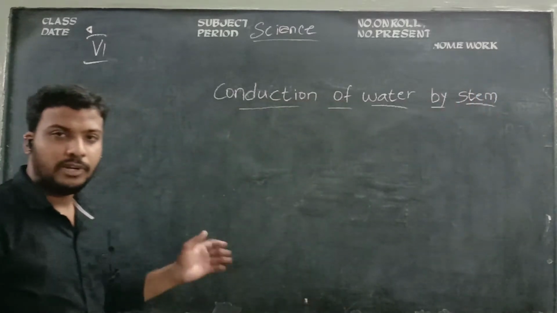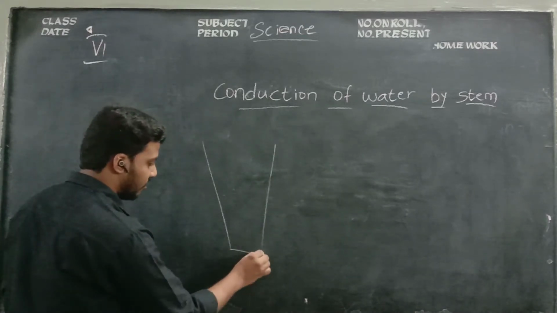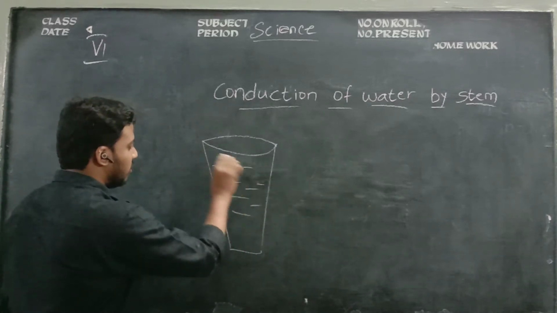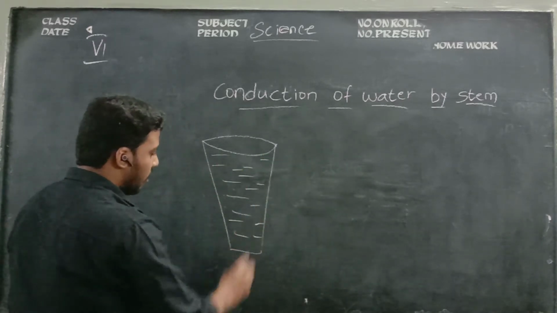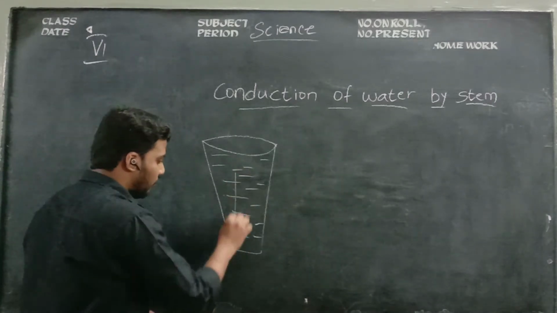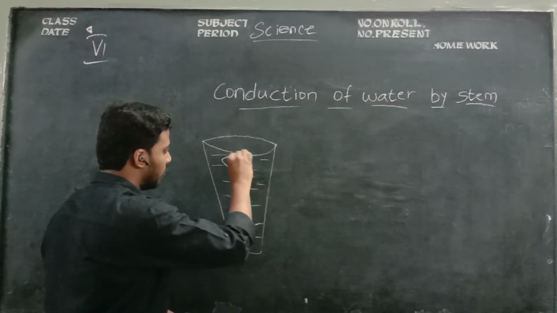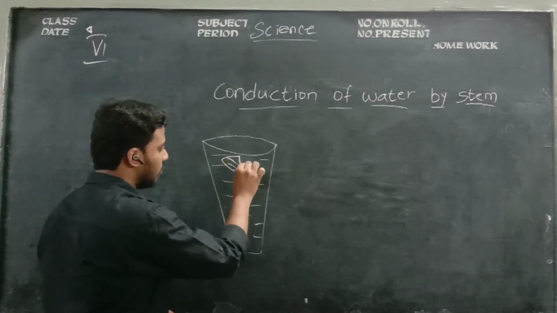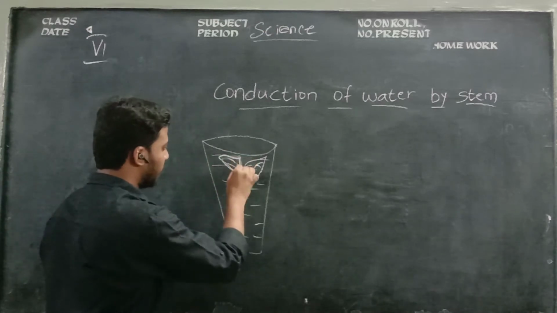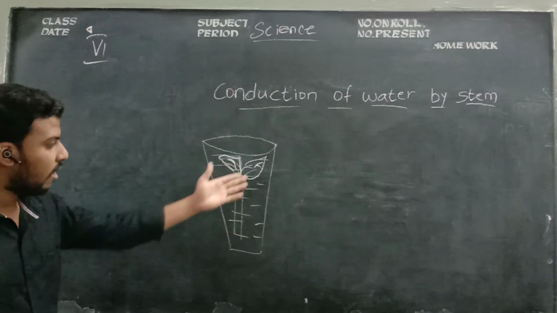Children, for this you need what? You need a glass of water, children. And here is our glass. This needs to be full of water, a glass full of water. And you place a small twig of a plant like this. So this is a small twig, like a plant. It contains stem and leaves, children.